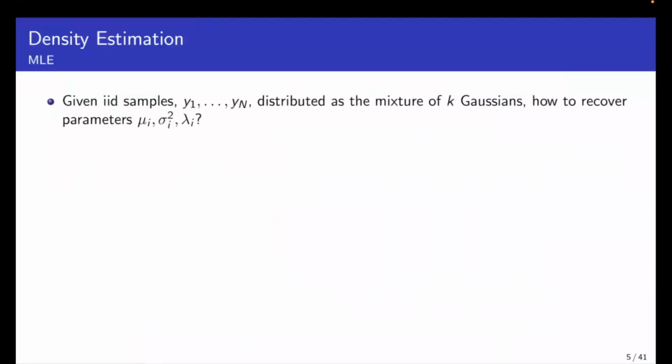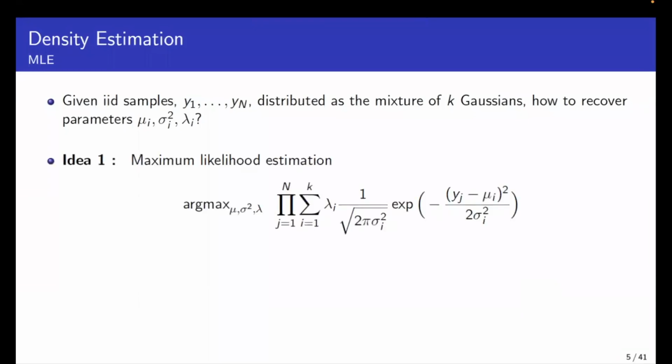So putting the problem into the context of these Gaussian mixture models, we assume we're given n IID samples, y1 to y big N, and I assume that I know it's distributed as the mixture of k Gaussian densities. So I'm going to assume that I know the number of components. Then the question now is, how do I recover the mean, the variance, and the mixing coefficient of each Gaussian component?